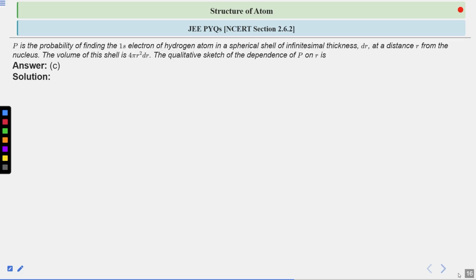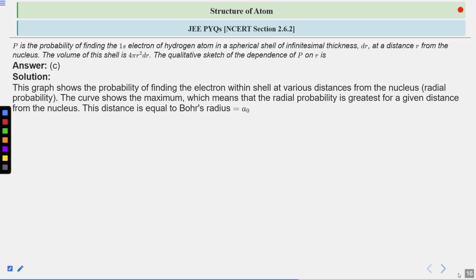Let us see how we can solve it. If you look at the graph, you can physically manifest that graph according to the 1s subshell. How? If you see, here at the nucleus, which is represented by 0, it has the minimum probability. Now, as we move away from the nucleus, this probability will go on increasing, and after reaching a maxima, the probability goes down again to the minima, but it never touches 0.